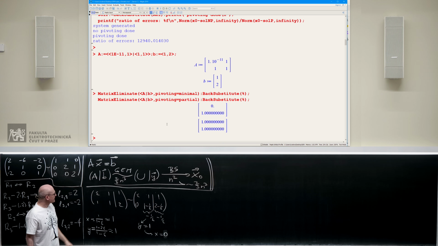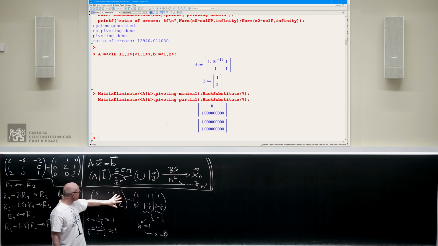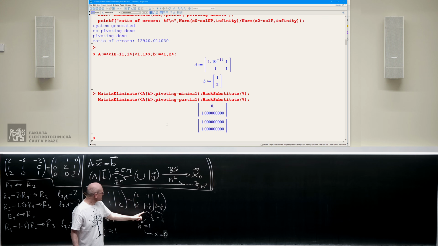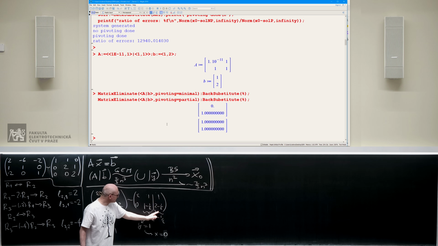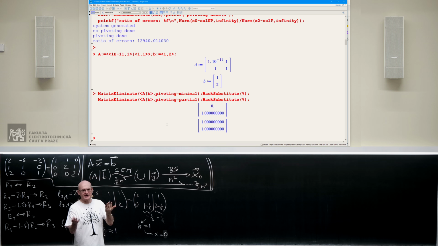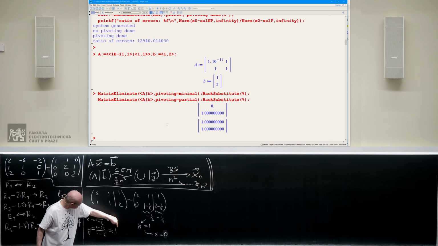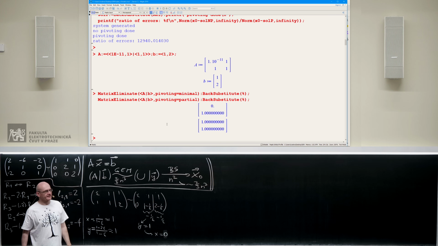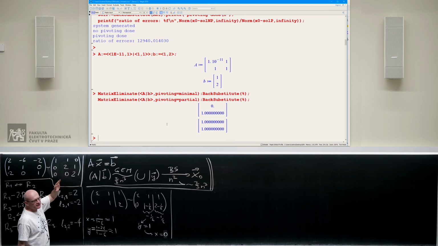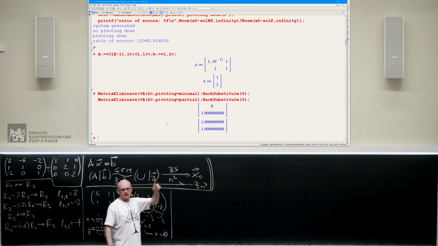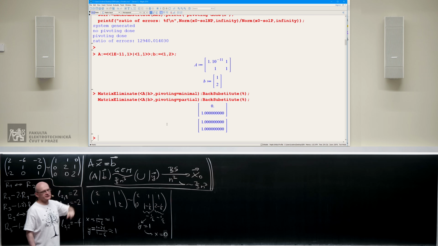Okay? You can try to play with this system when you flip the first two rows, and you do the elimination, and you apply reasoning like that the computer cannot really match a huge number with a small number, and you end up with a much nicer situation where you actually get the solution 1, 1. Okay? So this was a real clear-cut warning that partial pivoting is crucial also for solving systems of equations.